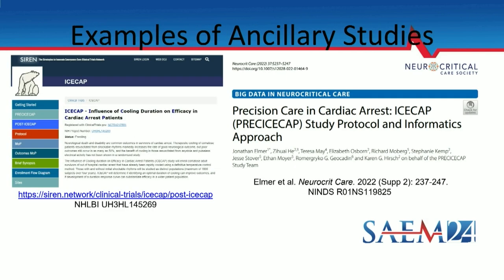These are some examples of ancillary studies, and if I make a mistake, please feel free to correct me. You'll notice that a lot of these ancillary studies have really cool names. Everybody here knows the SIREN network. For example, the SIREN network is doing the ICECAP trial, which is looking at the optimal duration of therapeutic cooling in comatose survivors of cardiac arrest. Jonathan here successfully got funding to do an ancillary study called PreciseCAP.